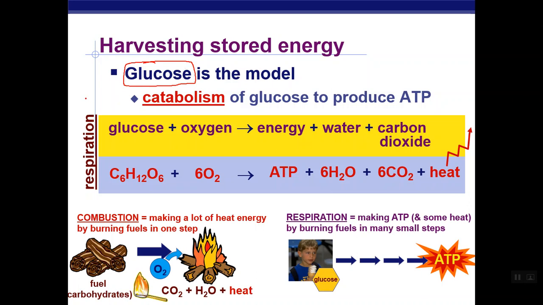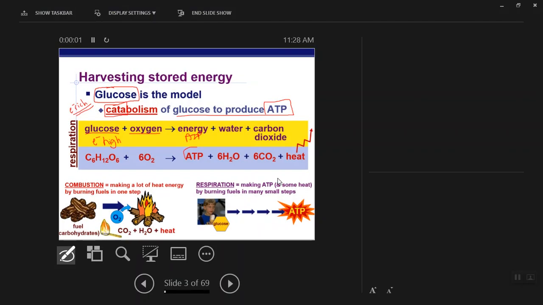Remember, glucose is an energy-rich molecule. There are a lot of hydrogen-carbon bonds in glucose. So we're going to run a catabolic reaction, a catabolism, to produce our energy molecule, ATP. Right, so we're going to take glucose. We're essentially going to burn it with oxygen. Remember, glucose is the high energy molecule. We're going to get ATP out of this. Right, that is our form of energy.